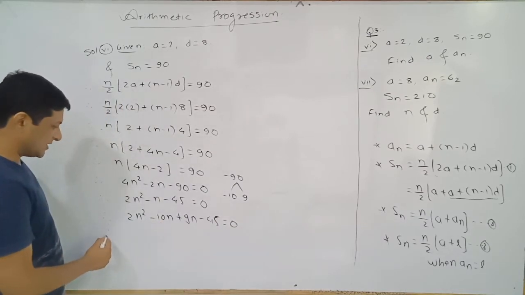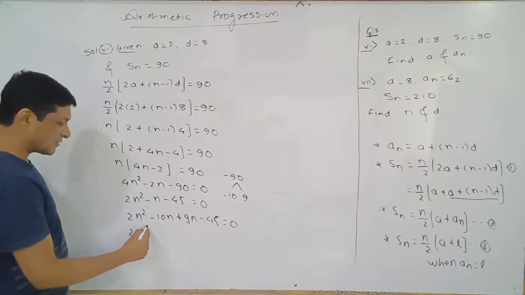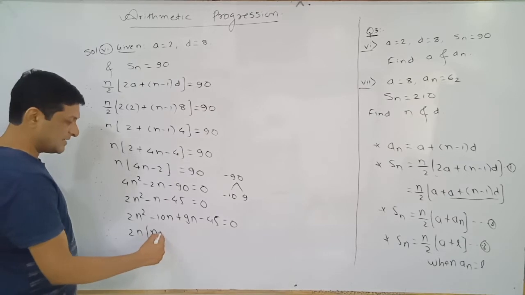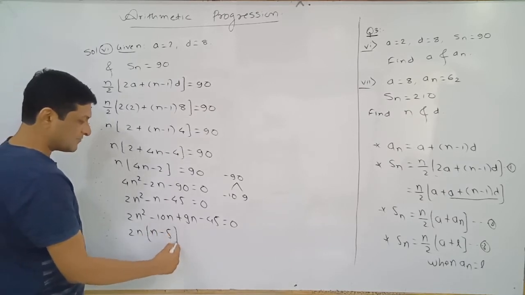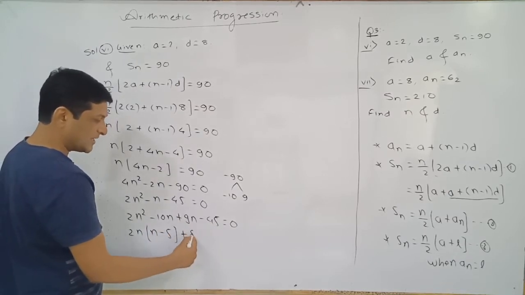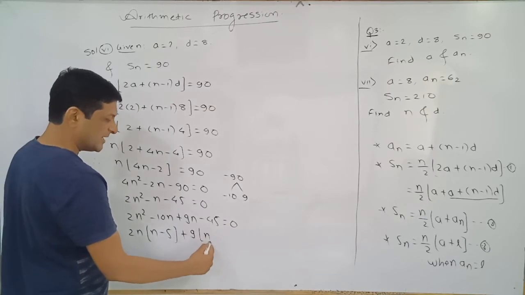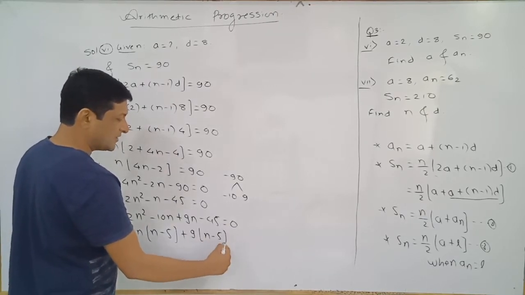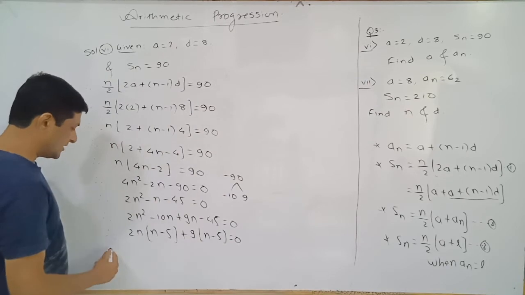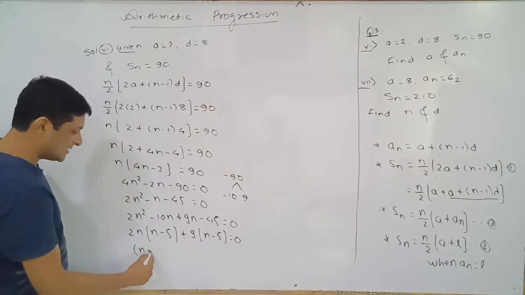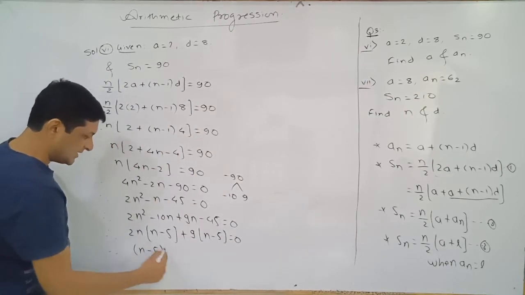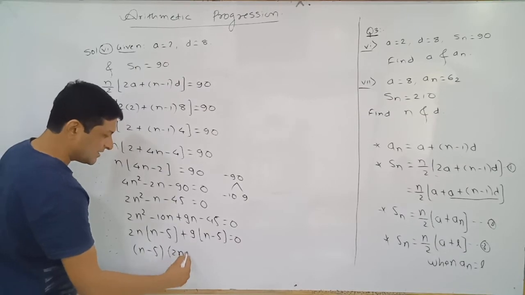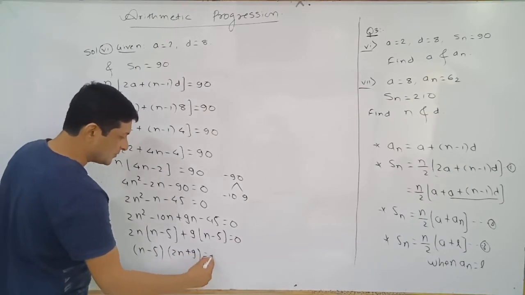From the first two terms we are able to take 2n common, so the remaining term is n minus 5, and from the last two terms we are able to take 9 common, so here the remaining term is n minus 5. Now from both the terms, if we take n minus 5 common, the remaining terms are 2n plus 9, equal to 0.